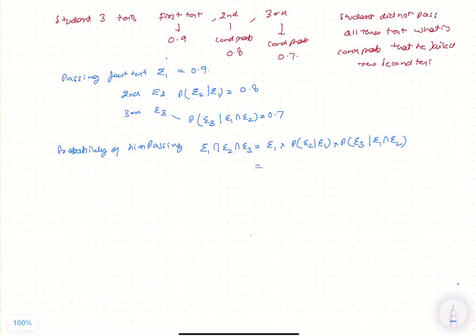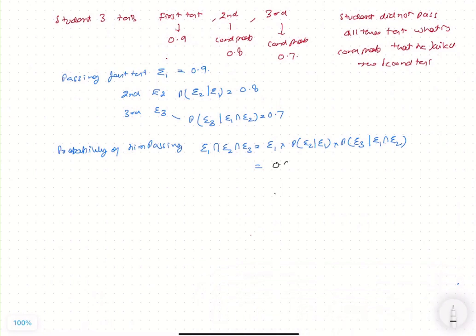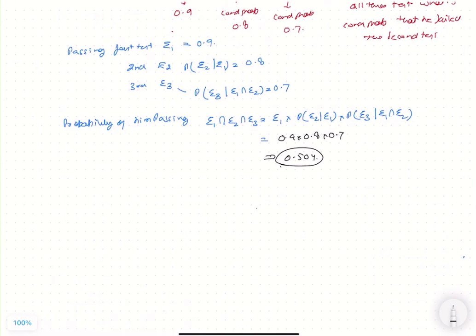Very conveniently, this has been given to us. So that's going to be 0.9 times 0.8 times 0.7, that is 0.504. Now we have to calculate, given that he did not pass all 3 exams, what is the conditional probability that he did not pass the second exam?